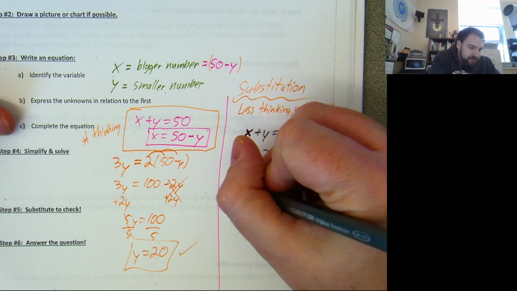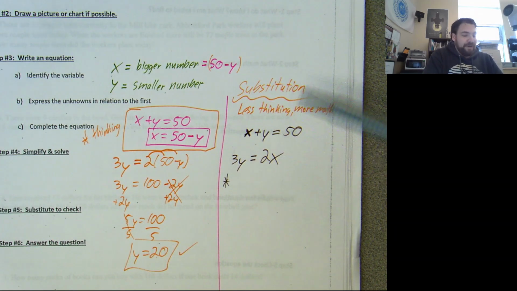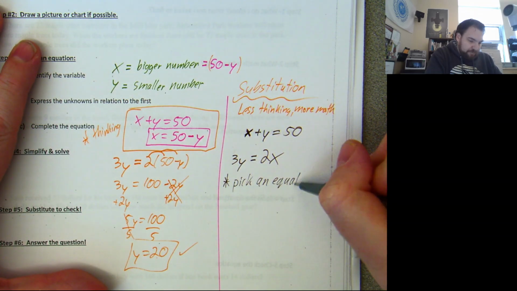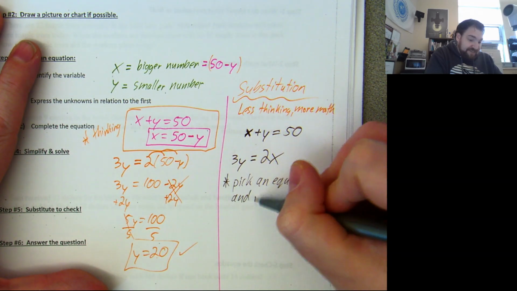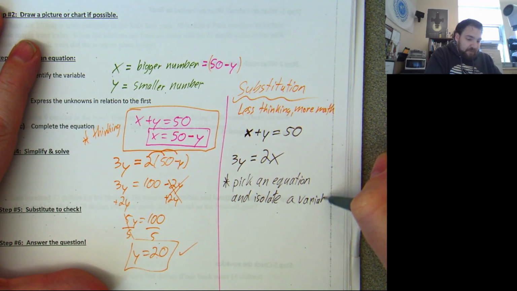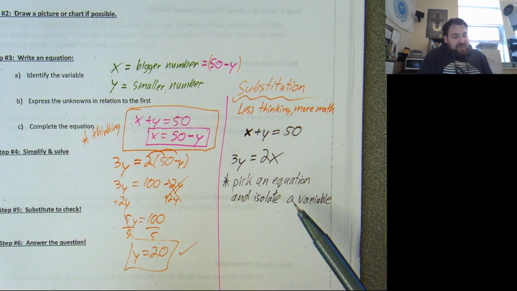At this stage, we have a decision to make. In the method that is substitution, we've got two equations here. What we need to do is pick an equation and isolate a variable. Doesn't matter which one. Sometimes one of them will be easier to work with than the other. There is often an easier option, but it really doesn't matter which you choose. It will work either way. So you pick an equation and isolate a variable.